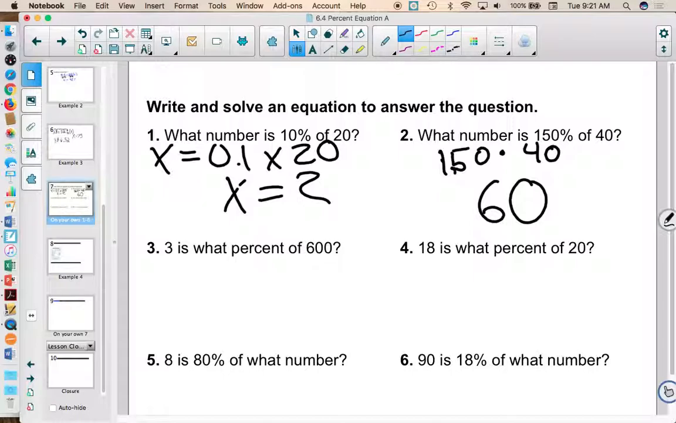Wesley, you got number 3? Talk it through, Wesley. 3 equals X. And then we can left side.